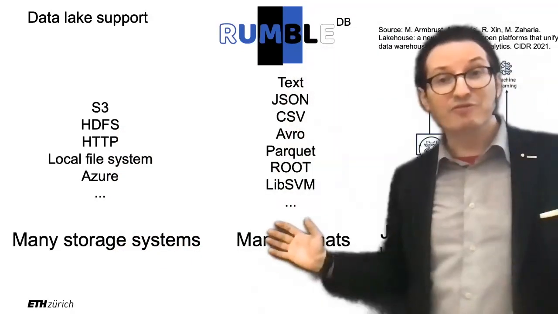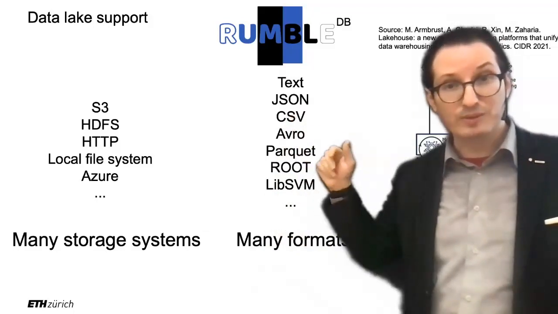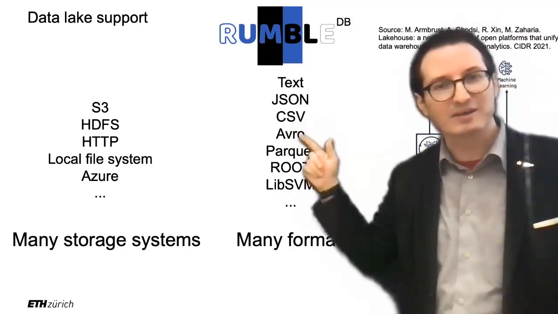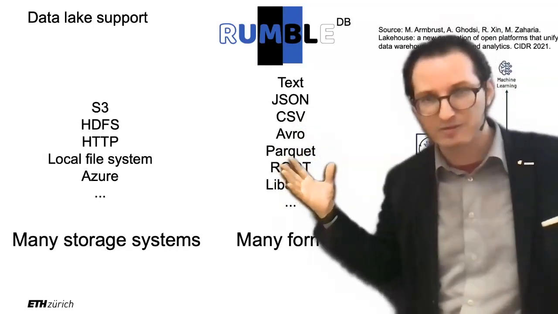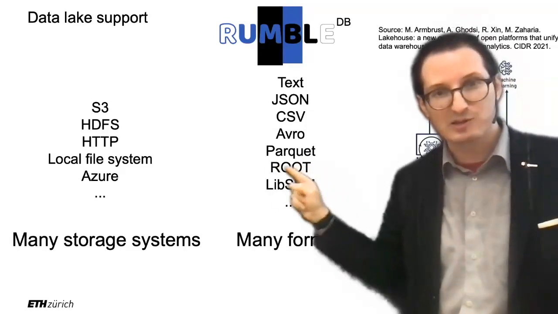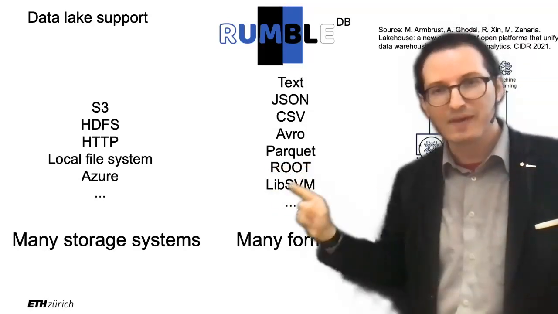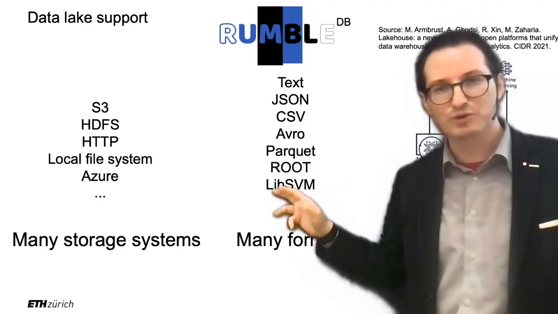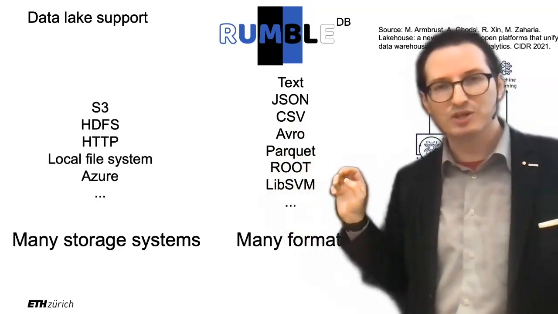You can also read in many formats. You can open JSON documents. CSV also works, it's just going to give you flat strings. Avro, Parquet, binary formats, they also work. You get sequences of items. Root is used by the particle physicists at CERN to spot the Higgs boson. There is also a paper to read if you're interested in the topic as optional material. LibSVM is for machine learning people.